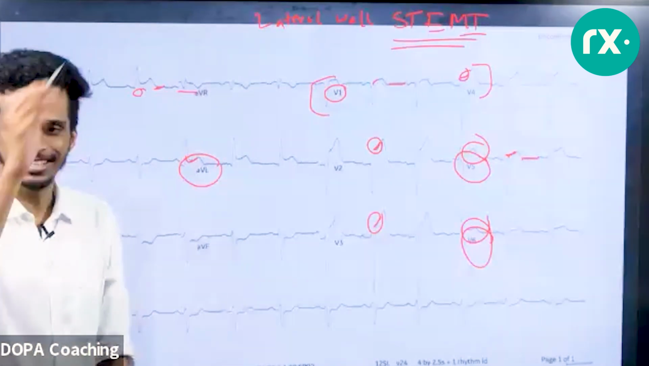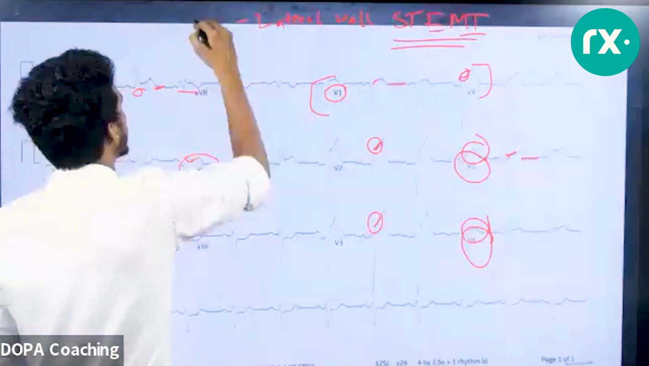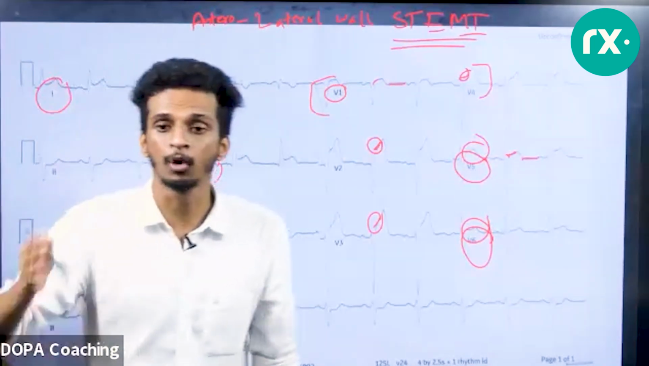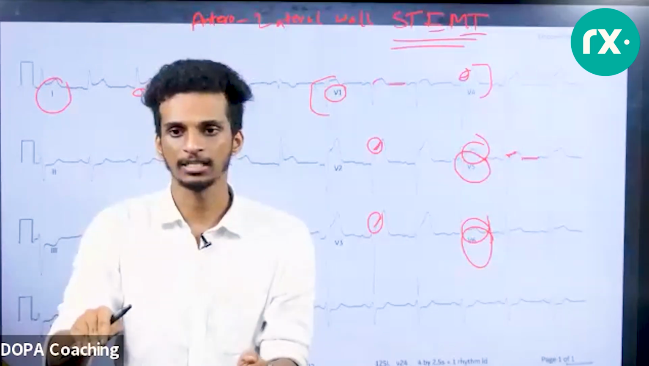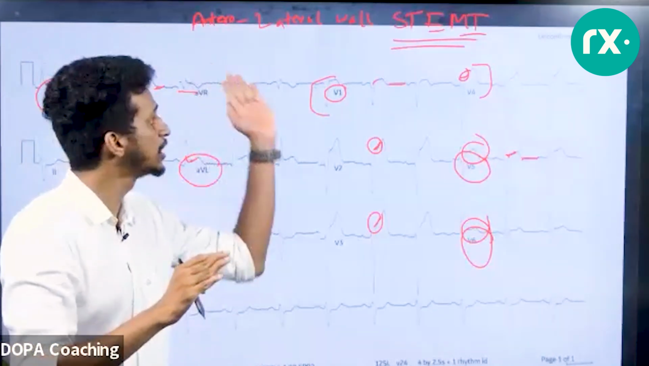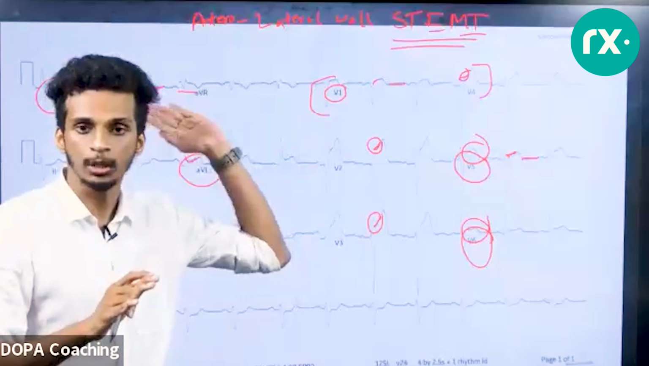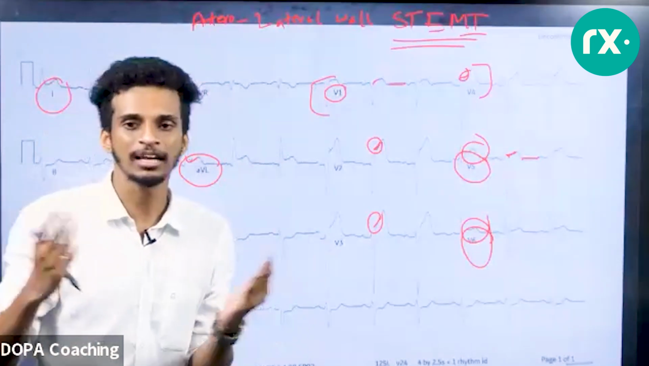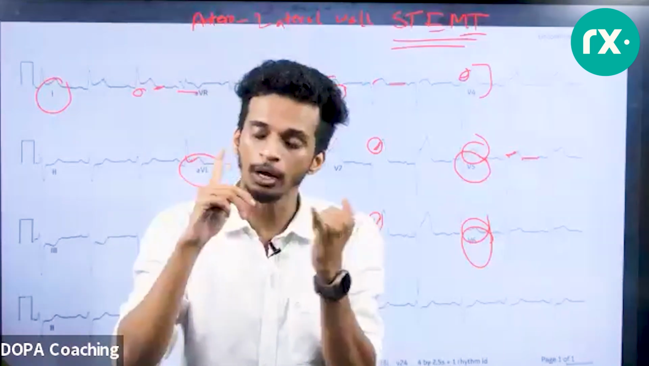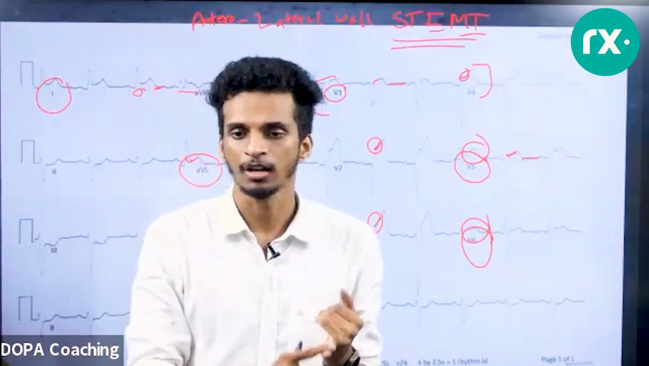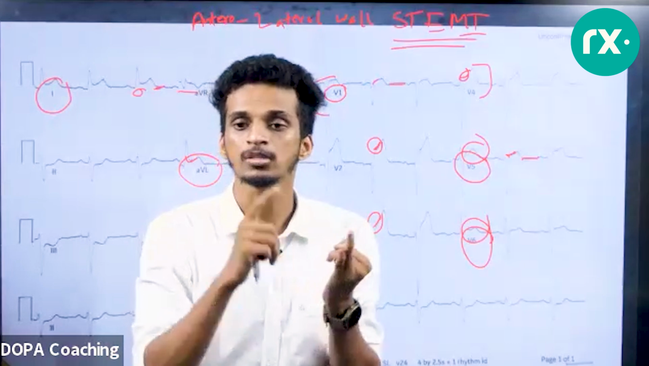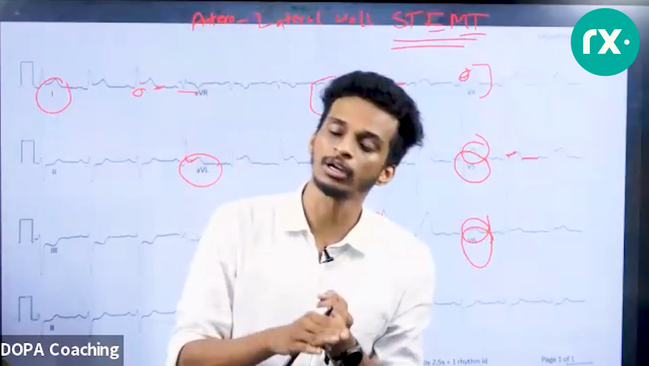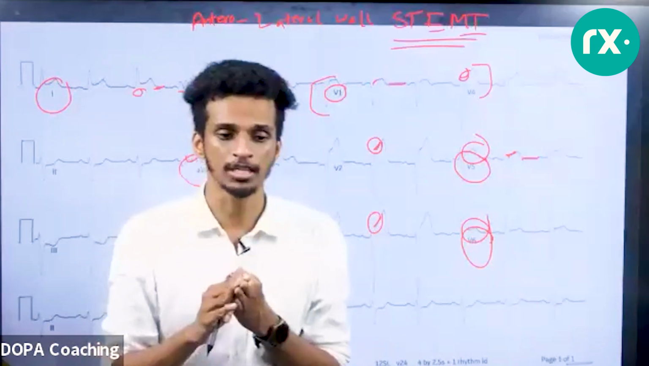That means this is not just a lateral MI, this is actually an anterolateral MI because I have got ST elevations in both anterior leads and also in lateral leads. So this is actually an anterolateral STEMI. Why did I call it an anterolateral STEMI? Why do I call it STEMI? Because I have got ST elevation. Why do I call it anterior? Because I have got ST elevation in lead V1 to V4. Why do I call it a lateral wall STEMI? Because I have got ST elevations in lead 1, AVL, V5, V6 also.